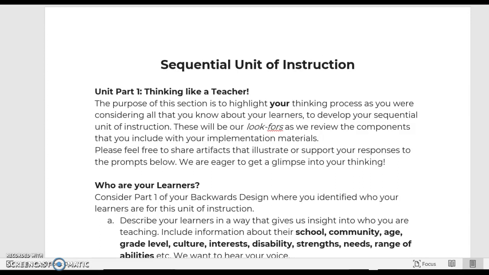This is an overview of Unit Part 1, Thinking Like a Teacher. So the purpose of this section is to highlight your thinking process as you are considering all that you know about your learners to develop your sequential unit of instruction. These will be our look-fors as we review the components that you include with your implementation materials. Please feel free to share artifacts that illustrate or support your responses to all of the prompts below. We are eager to get a glimpse into your thinking as a teacher.